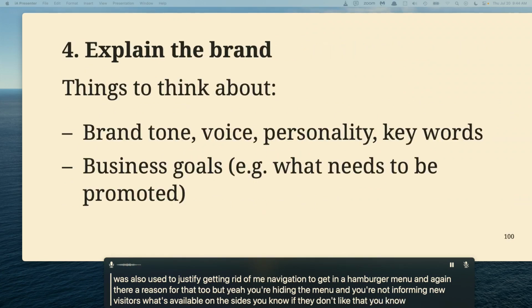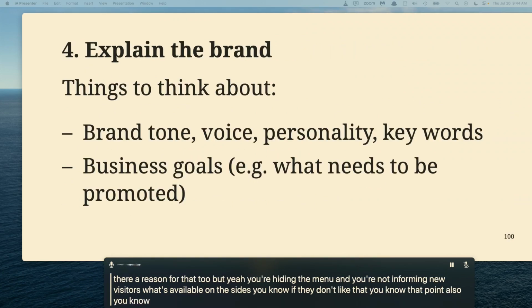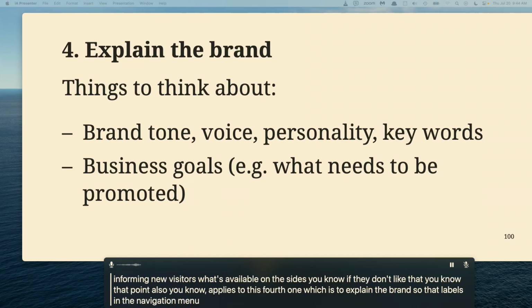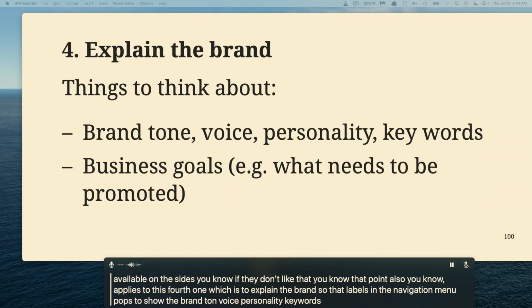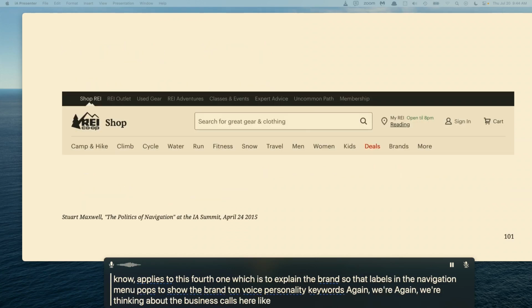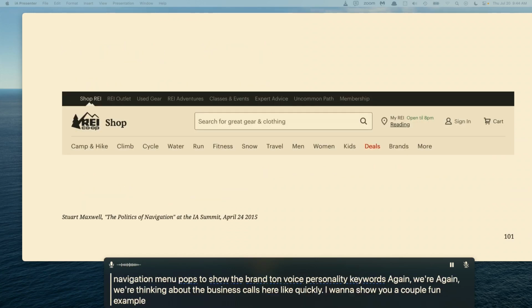That point also applies to this fourth one, which is to explain the brand. So the labels in the navigation menu help to showcase the brand, the tone, voice, personality, keywords. Again, we're thinking about the business's goals here. Really quickly, I want to show you a couple fun examples of that.